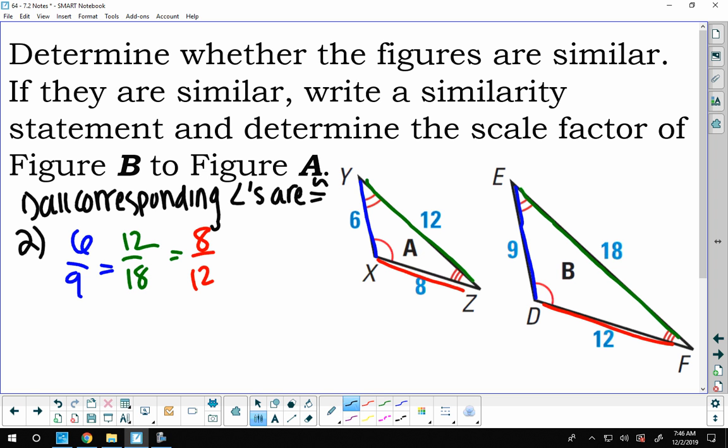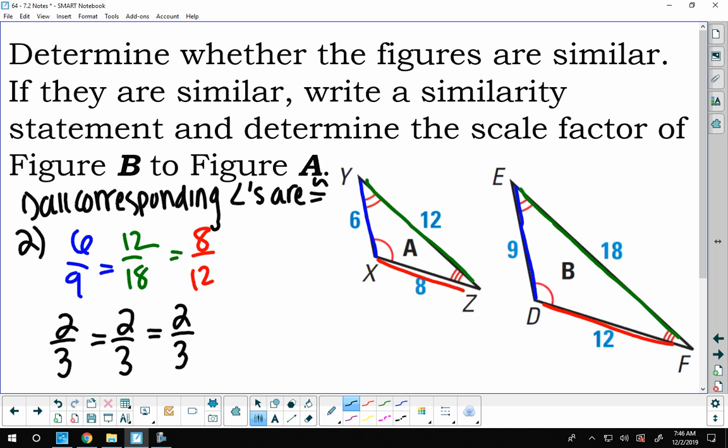So in the top we can pull a 3 out of both of those. Here we can pull a 6 out of both of those, and here we can pull a 4 out of both of those. So yes, 2/3 equals 2/3, which equals 2/3, which means that my triangles are similar.